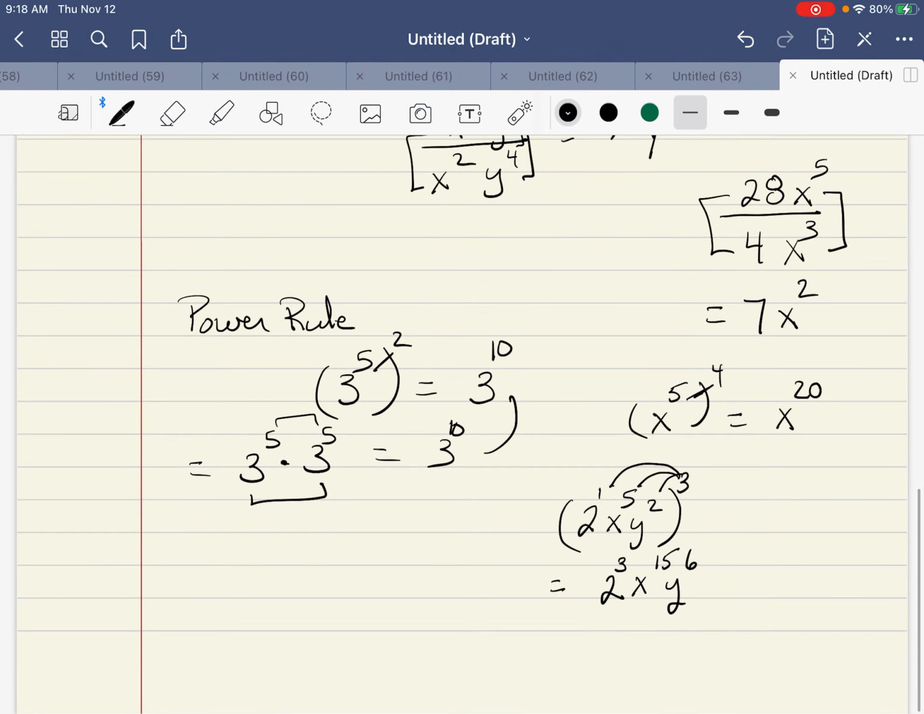And also, when you have the chance, you can evaluate the ones where you know the base. So in this case here, 2 to the 3, I can evaluate that as 8. And then I can simplify it even further. So those are the 3 exponent laws.